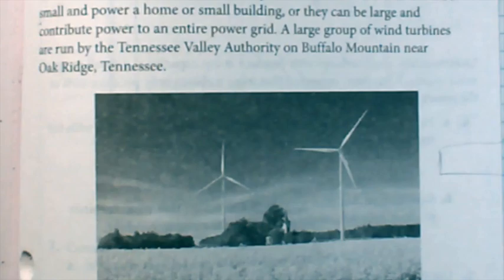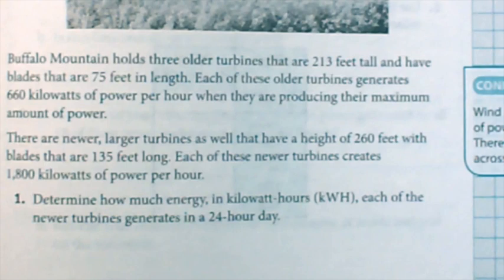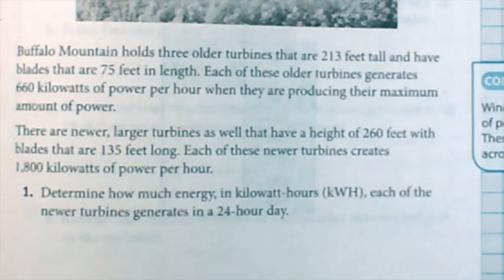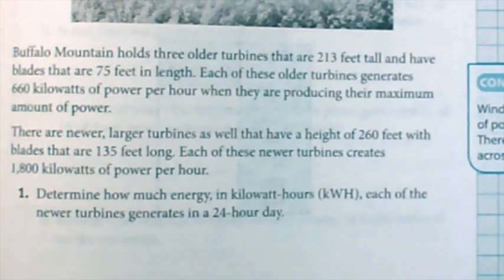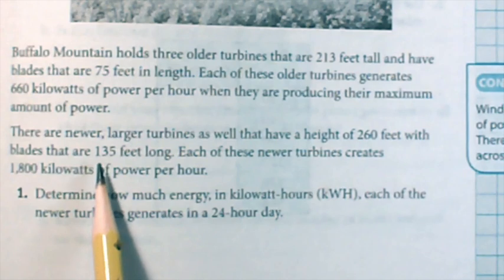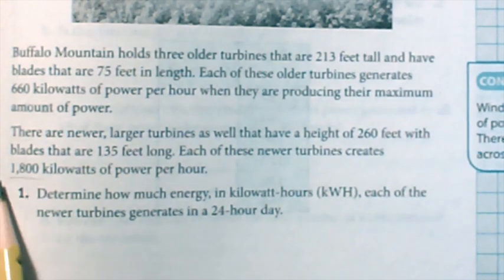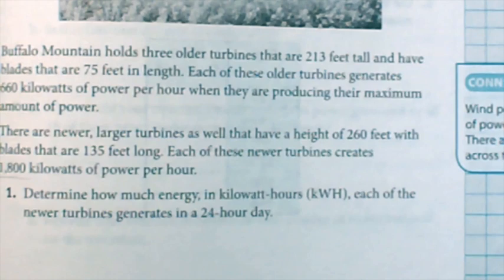They're enormous. So the Buffalo Mountain holds 3 older turbines that are 213 feet tall and have blades that are 75 feet in length. Each of these older turbines generates 660 kilowatts of power per hour when they are producing at their maximum. There are newer, larger turbines as well that have a height of 260 feet with blades that are 135 feet long, and they create 1,800 kilowatts of power per hour. Determine how much energy in kilowatt hours each of the newer turbines generates in a 24-hour day.